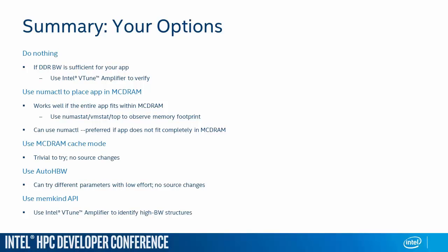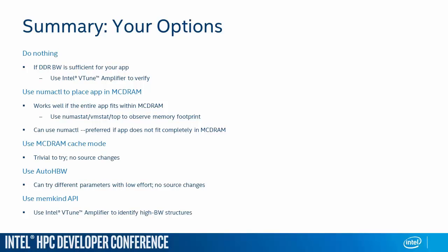If that doesn't work for you and you find that you're not getting the right data structures allocated in MCDRAM through that method, you can try MCDRAM as a cache and see how your performance works in that mode. This is pretty straightforward. It's just a BIOS change, but you do have to reboot your machine, and you can try it in that way. And finally, if that doesn't work for you, you could try the AutoHBW library, select a range of sizes, and see if that solution works for you.